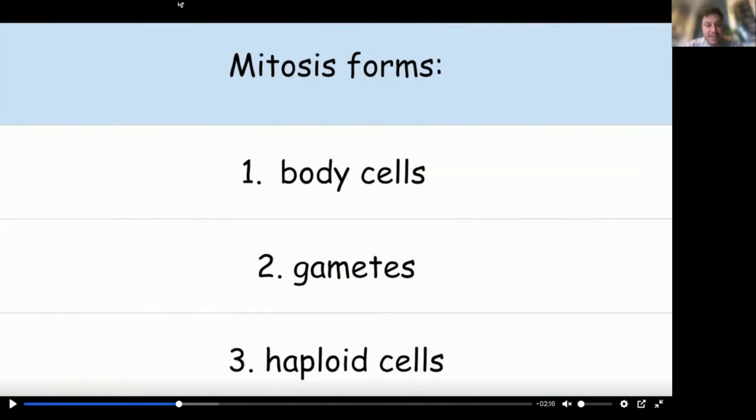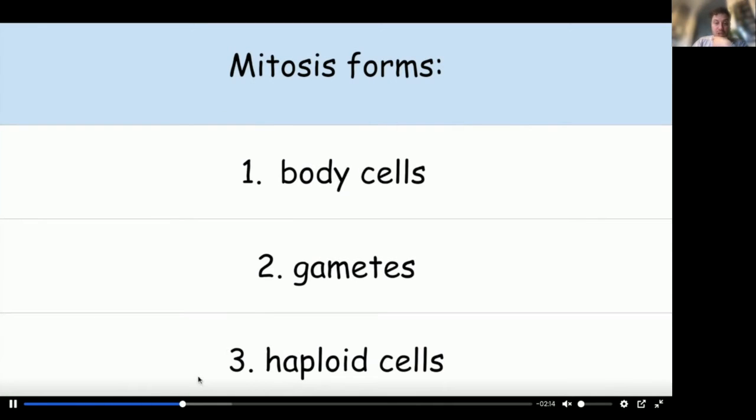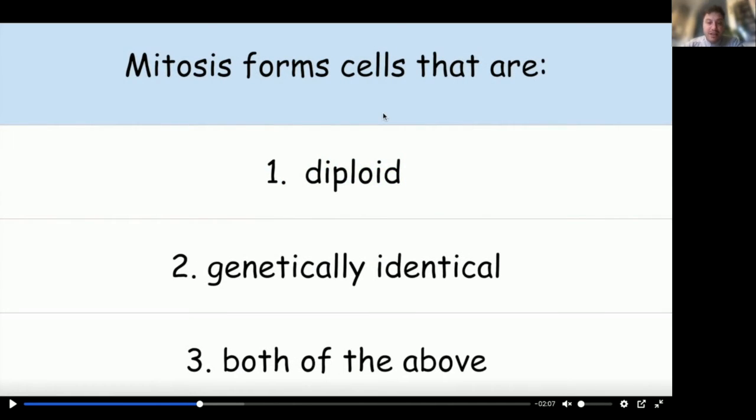So, right, what did I say mitosis forms? What did I say? 1, 2, or 3? No, Zainab, it's not 2. It's 1. Remember they said they form body cells. They form diploid body cells. So mitosis forms all of the cells in your body apart from eggs if you're a girl. And mitosis forms all of the cells in your body if you're a boy apart from sperm. Okay? So the answer is body cells. Right, mitosis forms cells that are diploid, genetically identical, or both of the above.